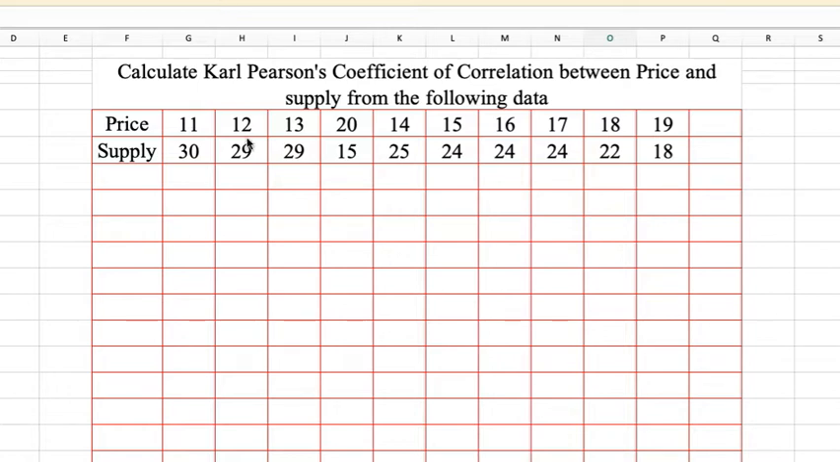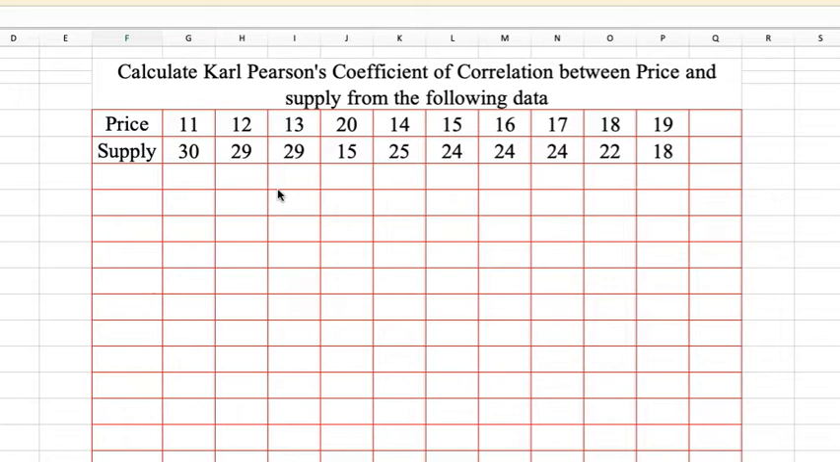Here the first assumption is that there are two variables, one dependent and one independent, and it can be one dependent and many independent variables. Now here we have one price variable and the other one is supply. Both these two variables are continuous variables, right? So the first assumption is met, that is, both the variables are continuous.